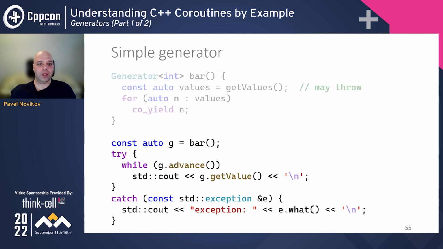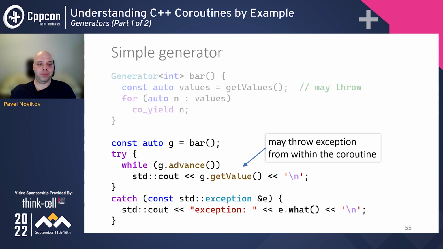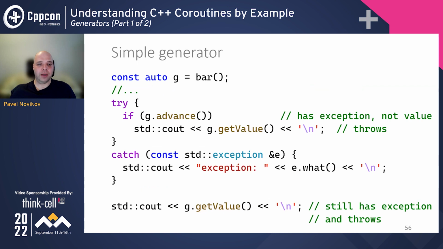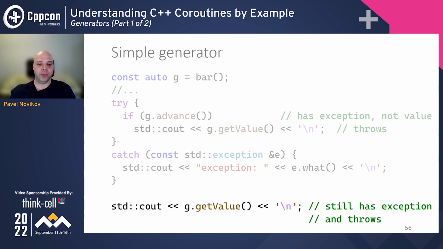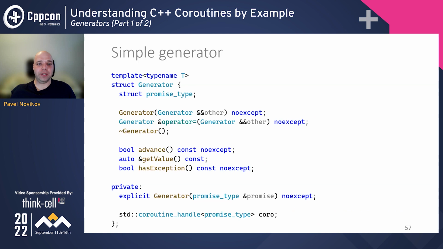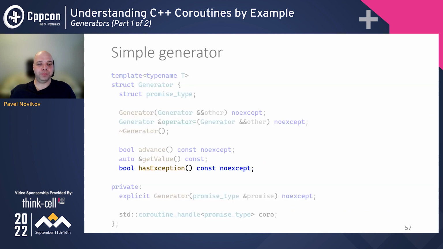Here we have to call advance in a while loop in this case. Then if advance returns true, we can call get value. The consequence of that design is that when we have an exception, when we call get value again, we still get an exception because our generator is in an exceptional state.